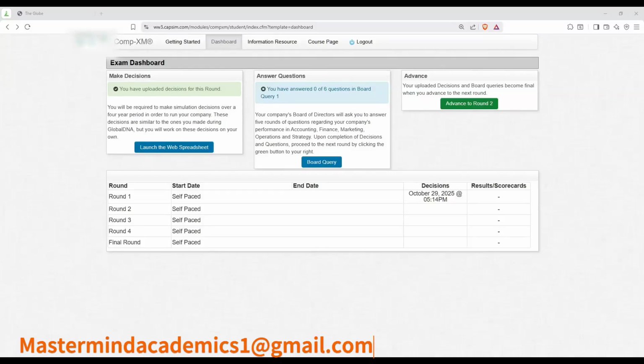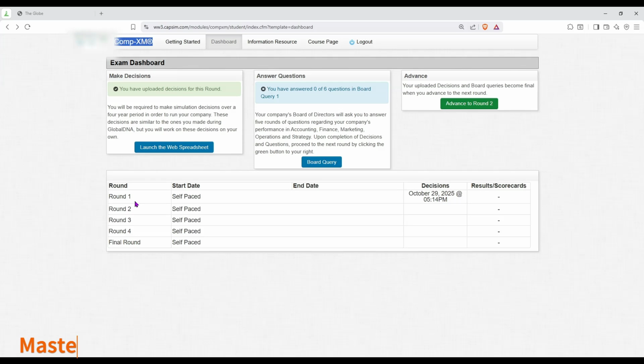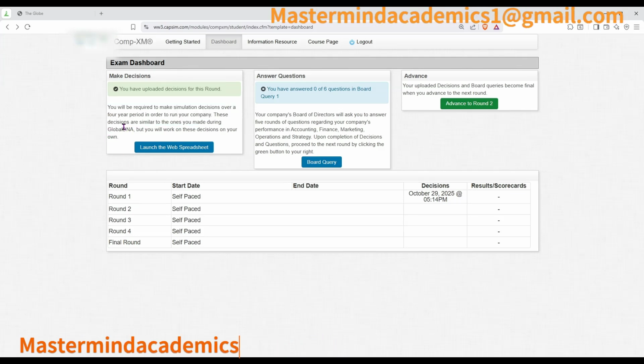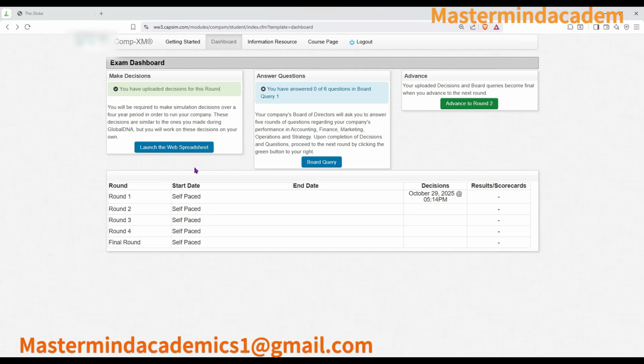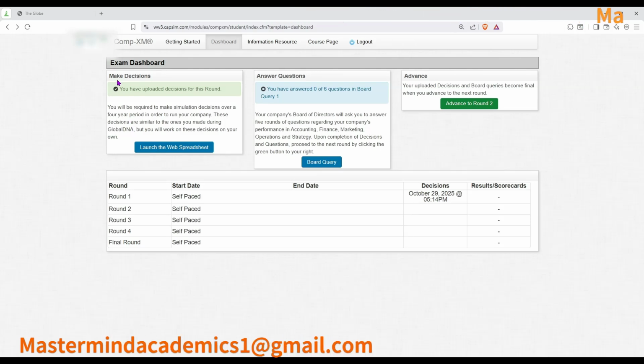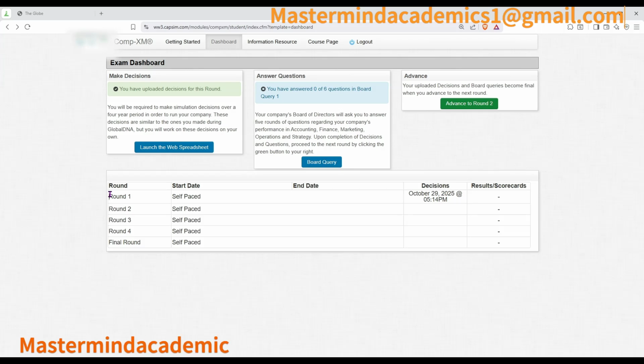And today's lesson we have an interesting topic to learn because we are talking about the COMPXM exam, but now for the global DNA. So we have been doing the global DNA rounds, that's from round 1 to 6, and now we want to do the COMPXM for the global DNA simulation. Also it's called the CAPSIM global DNA, so whatever you call it, but for me I'll just be calling it global DNA. So for this exam, it's just the same as the normal COMPXM because you have round 1 to round 5. Round 5 is called the final round.